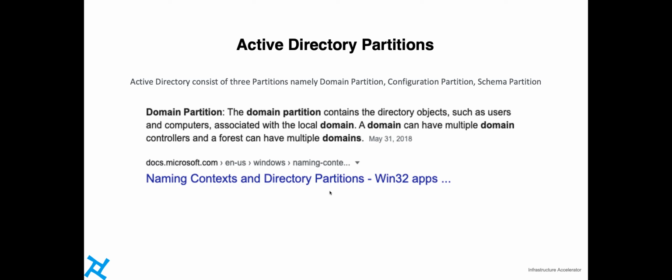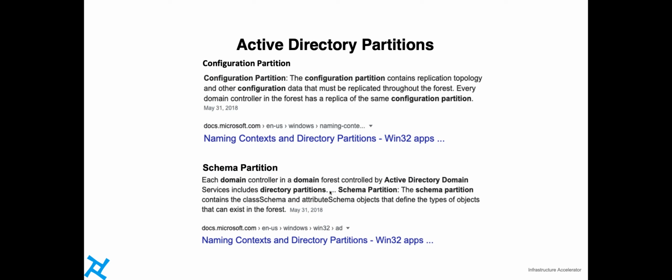Remember, the forest is the circle and multiple triangles inside it are the domains, the parent domain, the child domain, but each individual triangle was a domain. So the domain partition specifically contains the information of the users and computers and the printers and other LDAP resources and the groups of that domain. Nothing else. That's the domain partition.